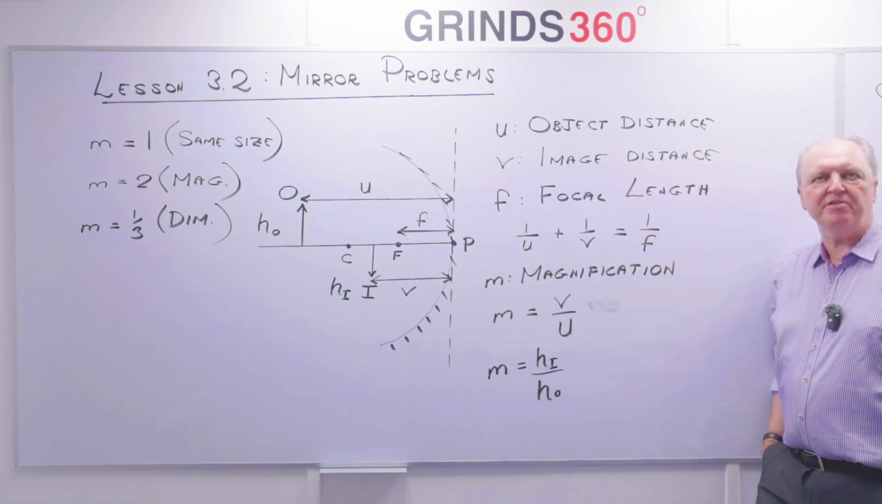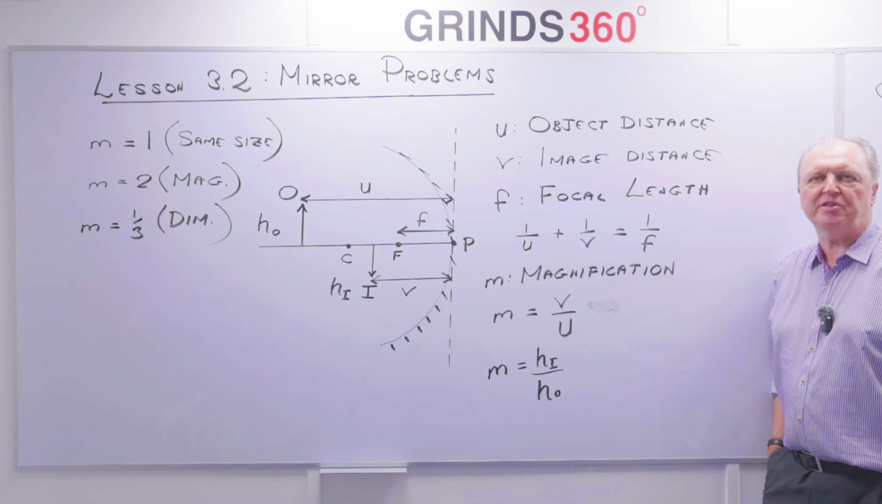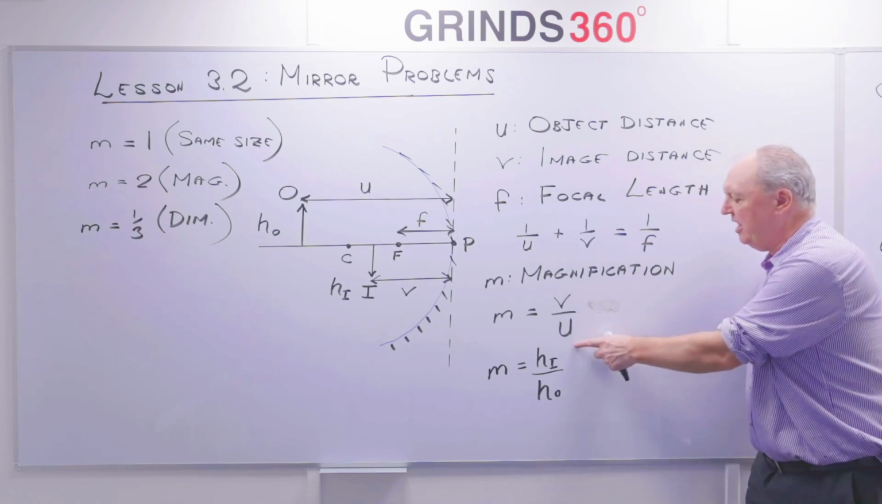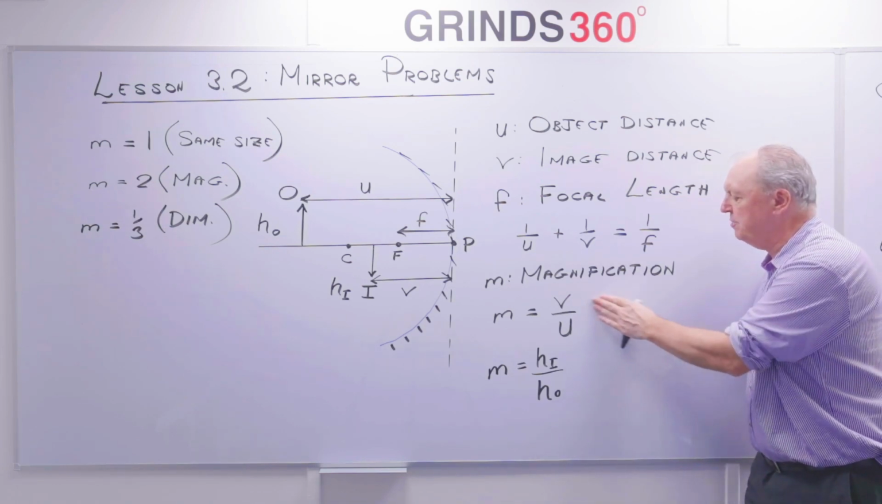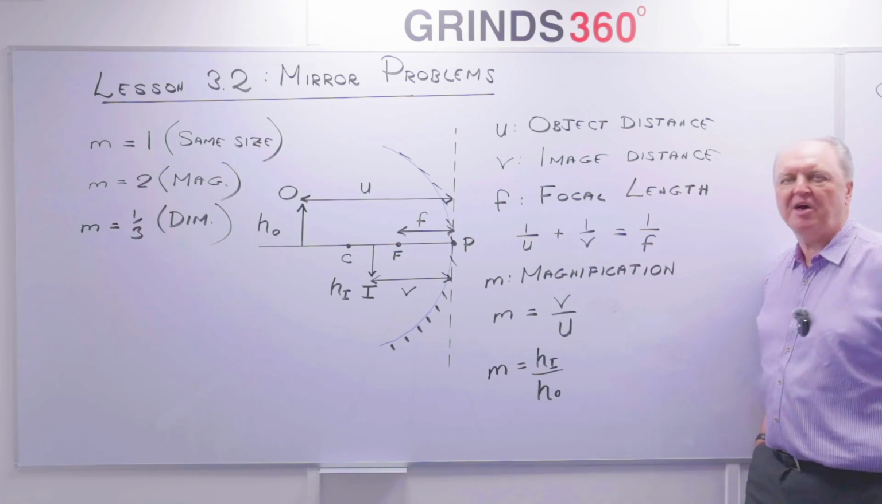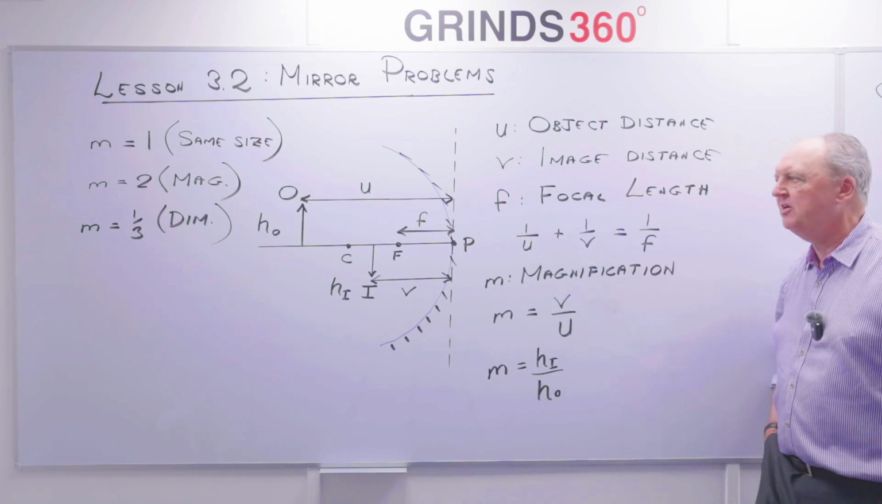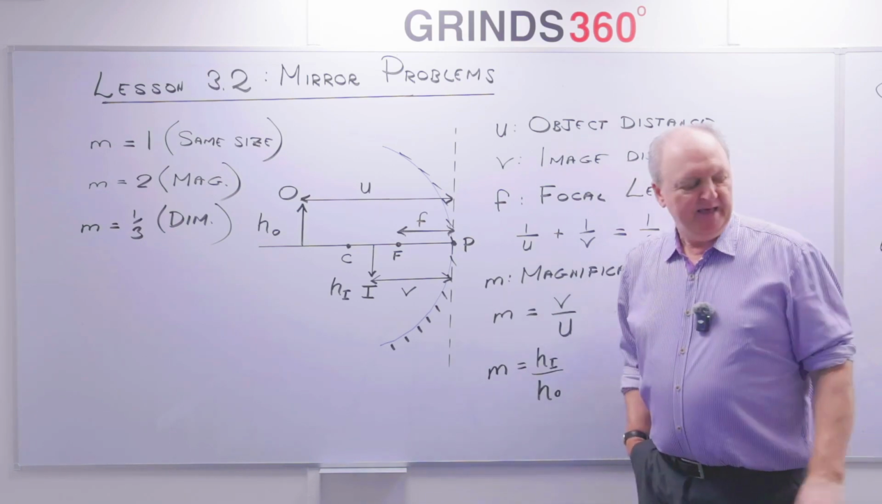Yeah, that makes sense, doesn't it? If the image is twice the size of the object, HI over HO will be equal to 2. That formula, by the way, is not in the table book, but it's really a common sense formula. Anything else I need to know? Well, sometimes you need to know this. You see this thing called OR?